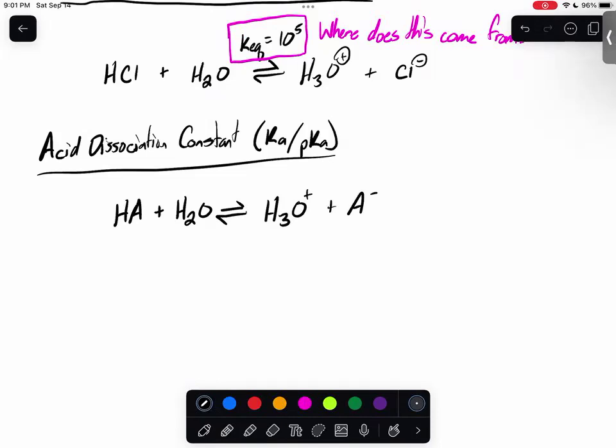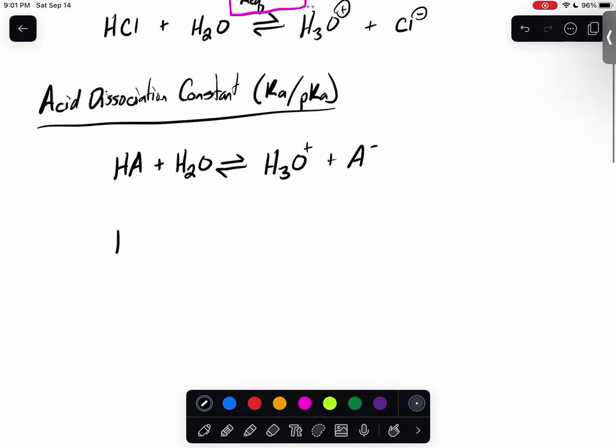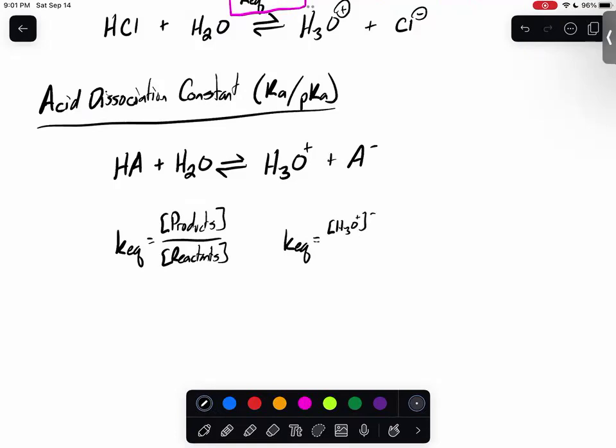But the way this actually works is that essentially, we've talked a little bit in the past that Keq, right, which is our equilibrium constant, is the concentration of products over the concentration of reactants. But the thing with Ka is that it makes one major assumption, right? Because if we look at Keq for this equation here, we would say that the products are H3O+ and A-, but the reactants, on the other hand, are the acid itself and water.